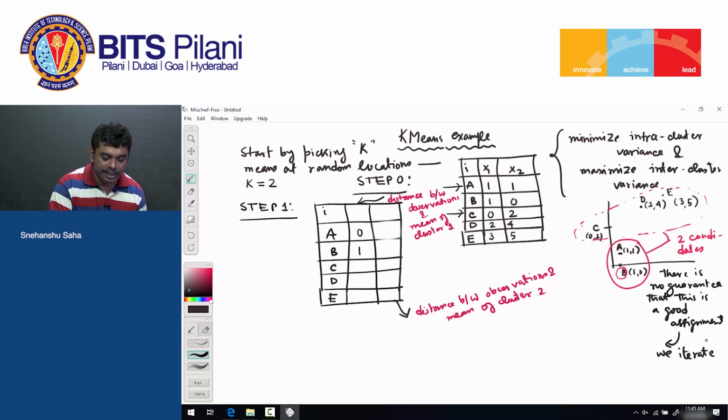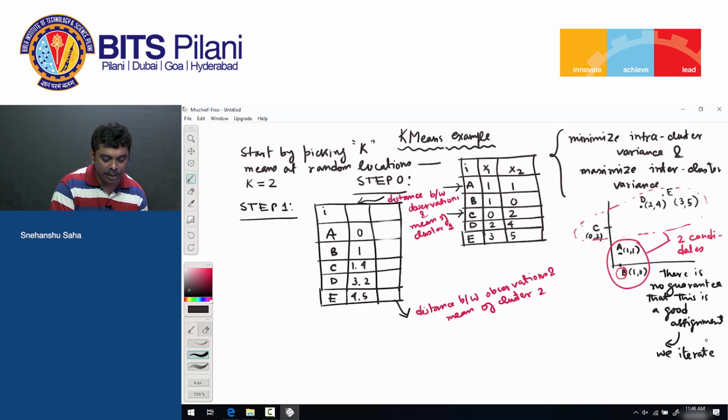So this is 1. Similarly, the distance between observation C, which is 0, 2, and the mean of cluster A, which is 1, 1, would be what? 1 and 1, so the square root of 2, which is 1.4, right? Similarly, if I continue, I'll just have these values over here. Okay, and let's do that for the second column.